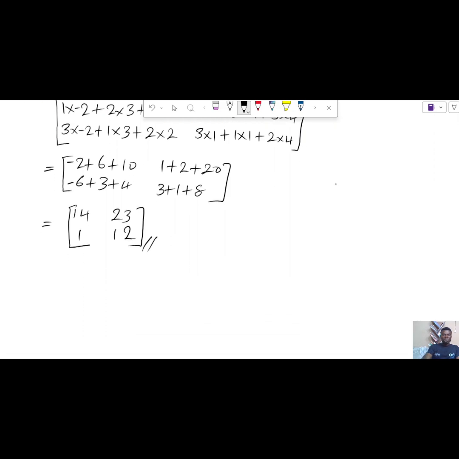Now practice with this one. If you have matrix A to be equal to 1, 2, 4, 3, and then matrix B to be equal to 1, 1, 3, 5. And I want you to get A times B.